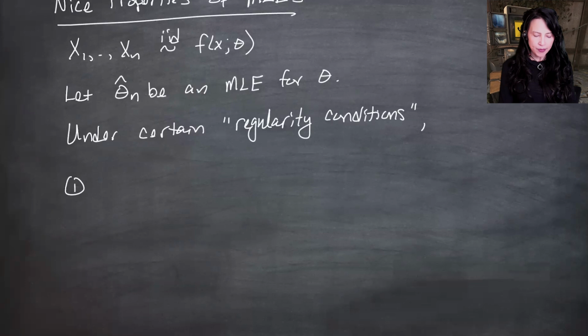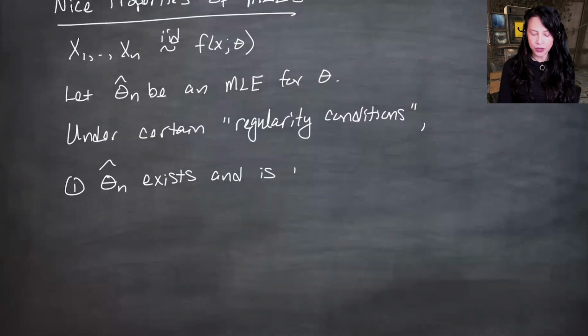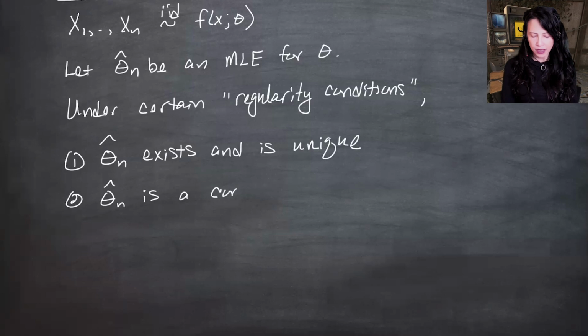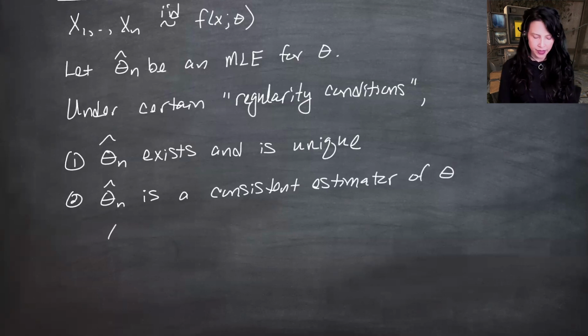Number one is that the MLE exists and is unique. Number two, the MLE is a consistent estimator of theta. And that means, as you'll recall, that it converges in probability to theta.